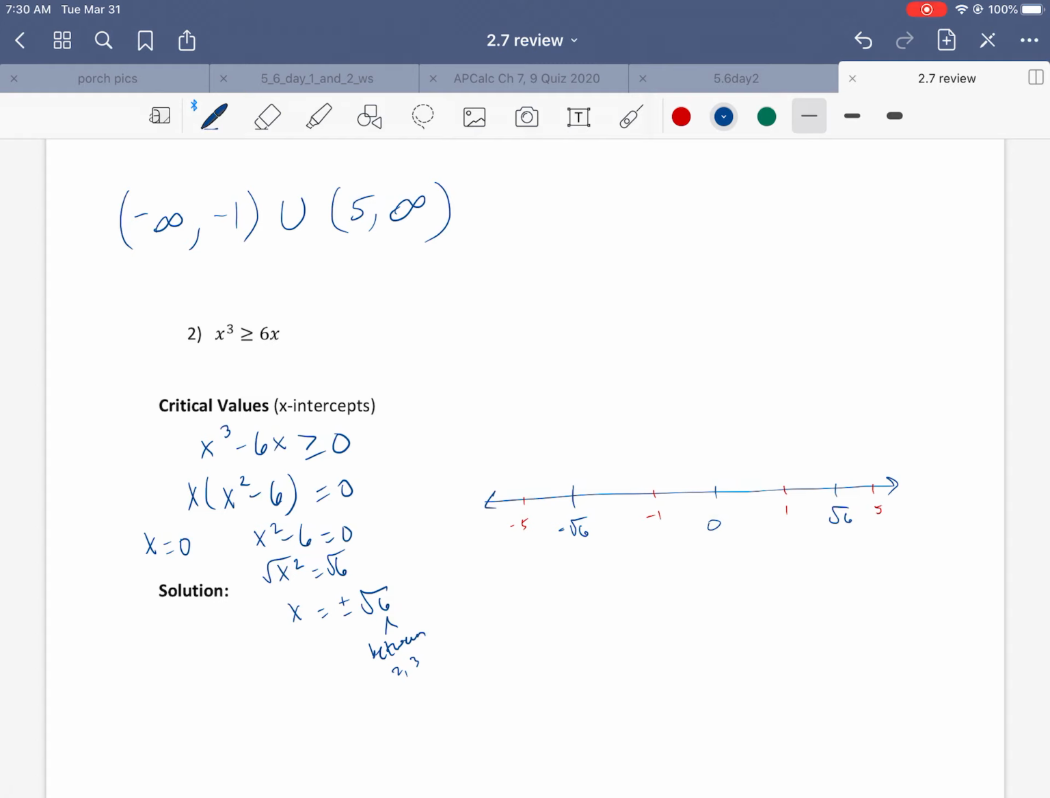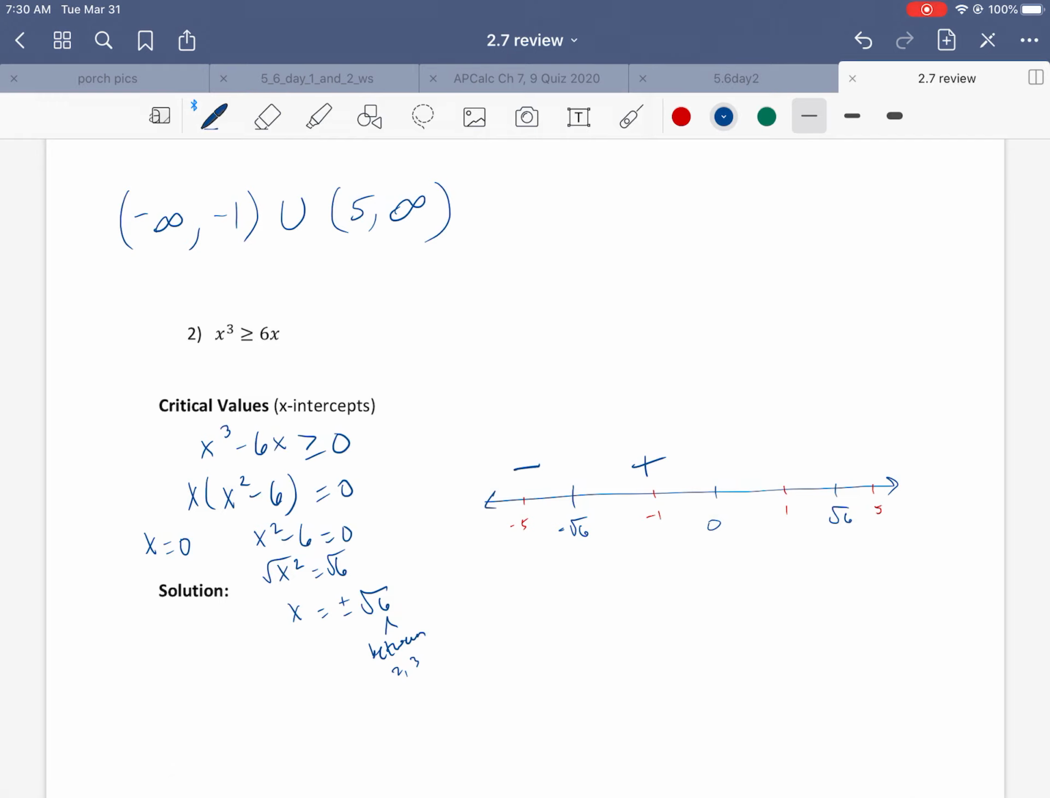So negative 5 going in there. The x that stands alone, obviously that's going to be negative. And then negative 5 squared, 25 minus 6, that's a positive number. So a negative times a positive is negative. If I use negative 1, the x that stands alone is negative. Negative 1 squared minus 6 is negative. So double negatives give me a positive.